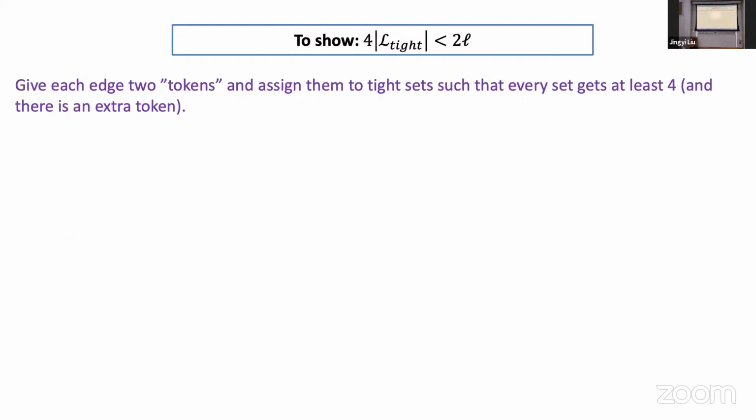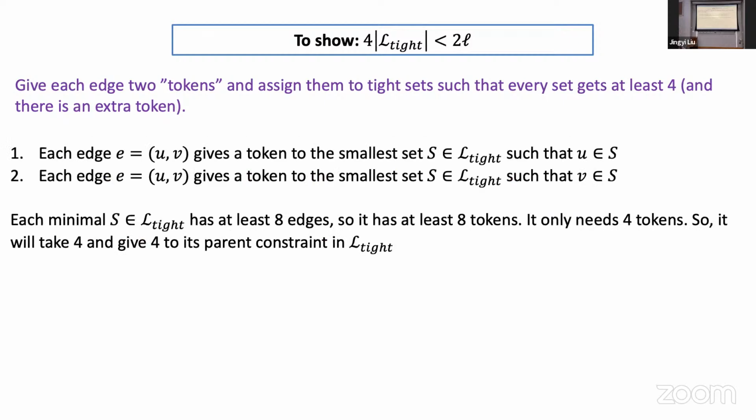And we'll prove this using a token counting argument, which is sort of standard in iterative relaxation. We're going to give every edge 2 tokens, and these edges will distribute their tokens to the sets in this family. And we'll prove that every set gets at least 4 tokens, and there's some token left over, right? So this is just a way of proving this inequality. I'm just counting things. And the token assignment scheme is: every edge will give a token to the smallest set that contains U, and to the smallest set that contains V, for every edge E equals UV.